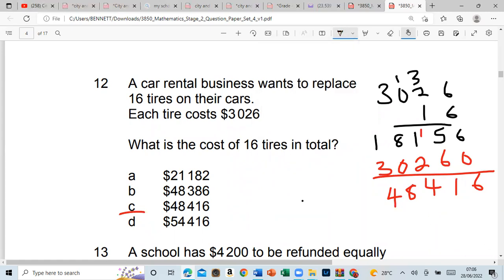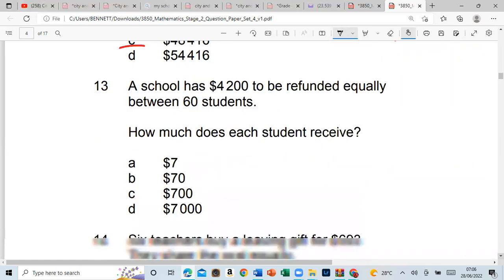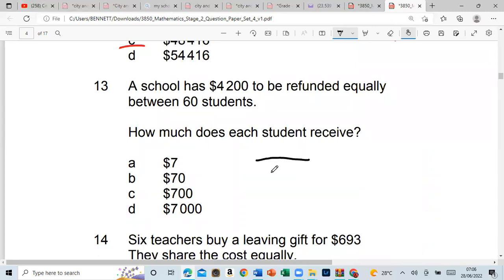Alright, so let's move on to 13. A school has 4,200 to be refunded equally between 60 students. How much does each student receive? 60 into 420, and 6 times 7 is 42, so that's 70 students.